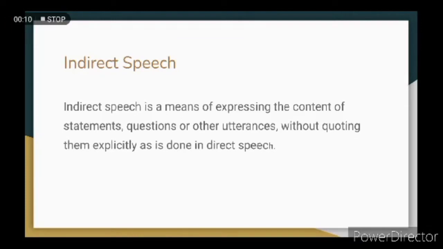Indirect speech is a means of expressing the content of statements, questions, or other utterances without quoting them explicitly as is done in direct speech.